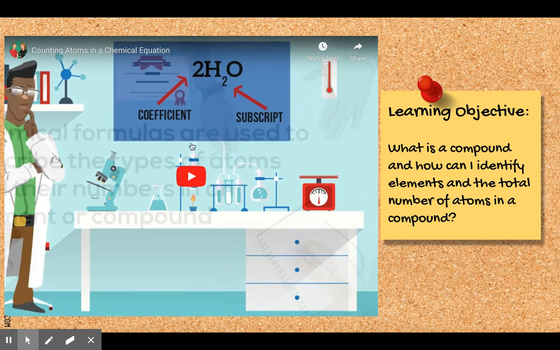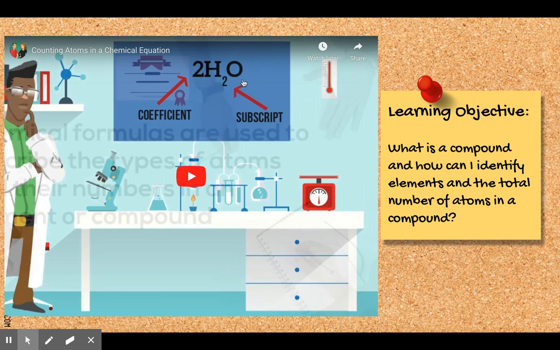So in my video here, you can see where it's pointing to a coefficient. That's the large 2. We don't need to worry about that. That's not something you're going to be quizzed on. What you will be expected to know is what a subscript is, and that's the little 2. This little 2 is telling me that I have 2 atoms of the element it's behind. So I have 2 atoms of the hydrogen element.